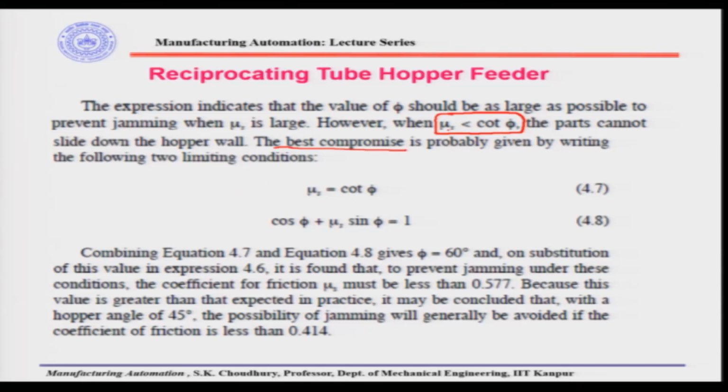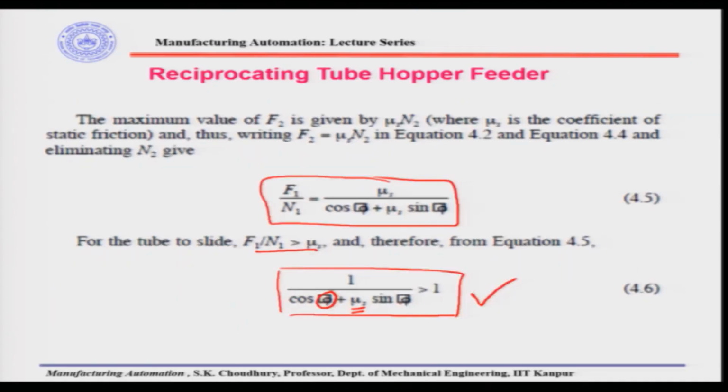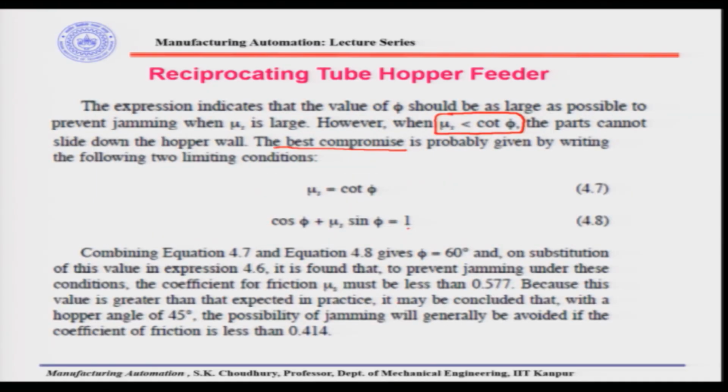Since the part will not be able to slide, mu s is equal to cot phi, and then cos phi plus mu s sin phi is equal to 1. This will be the limiting condition. Combining equations 4.7 and 4.8, if you solve it, you will find that phi is equal to 60 degrees.